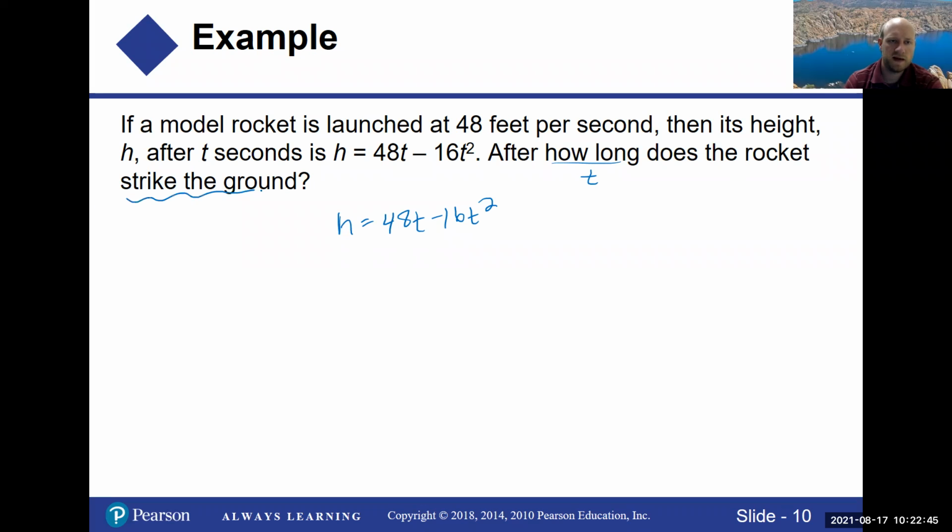Well, when does the rocket strike the ground? It would be when the height is what? Well, that would be when the height is 0. So what we do here is we just say the height has to be 0, and then I can solve this, and it'll give me some options for time.